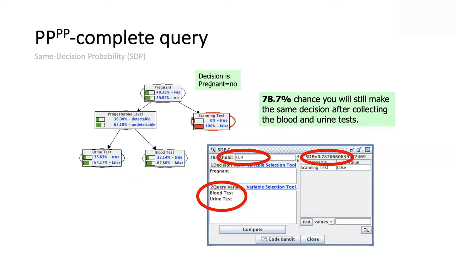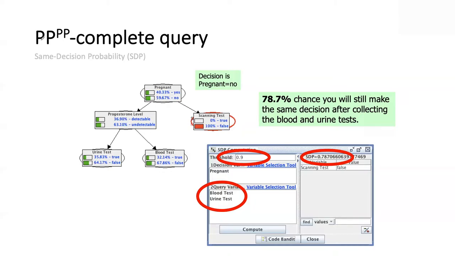And the idea is we may be able to find the value of some other variables, which are specified by the user. In this case, it's urine and blood test. And I want to know what is the probability that the decision will stick after observing these two variables. And that is the same decision probability. In this case, it's this number. And as we mentioned, the decision version of this is PP to the PP complete.